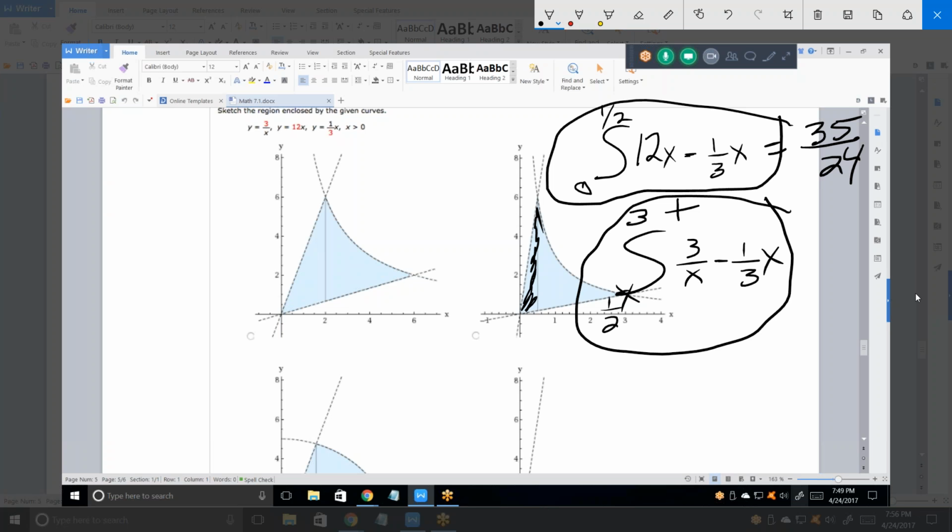So, we've got 3 natural log absolute value of x, that's the antiderivative of that part, minus 1/3 x squared over 2, turning that into a 6.